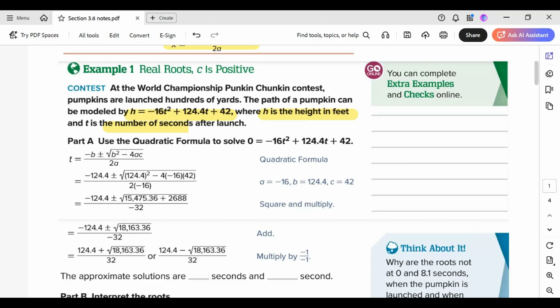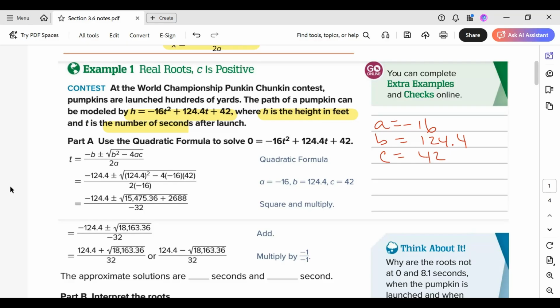So in order to solve it, you need to first rewrite the equation to say 0 equals negative 16t squared plus 124.4t plus 42. Again, the easiest way to do it is to label the parts. The negative 16 represents the A value, the B value is 124.4, and the C is the positive 42. And all we're going to do is substitute in.